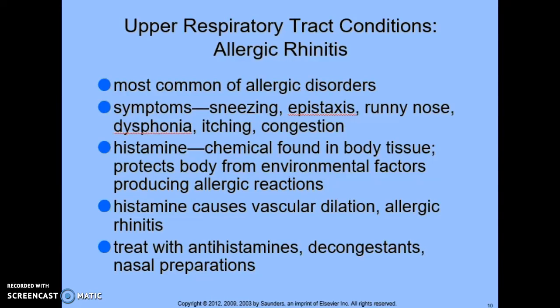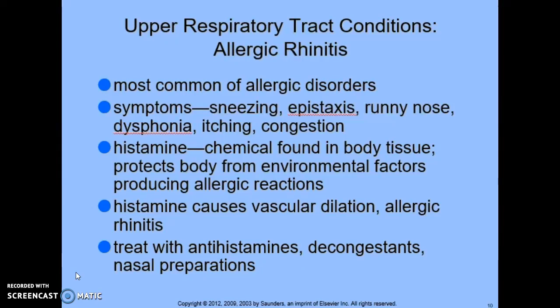A histamine is a chemical found in the body tissue. It protects the body from environmental factors and from producing allergic reactions. The histamine causes vascular dilation, and you treat with antihistamines, decongestants, and nasal preparations for allergic rhinitis.